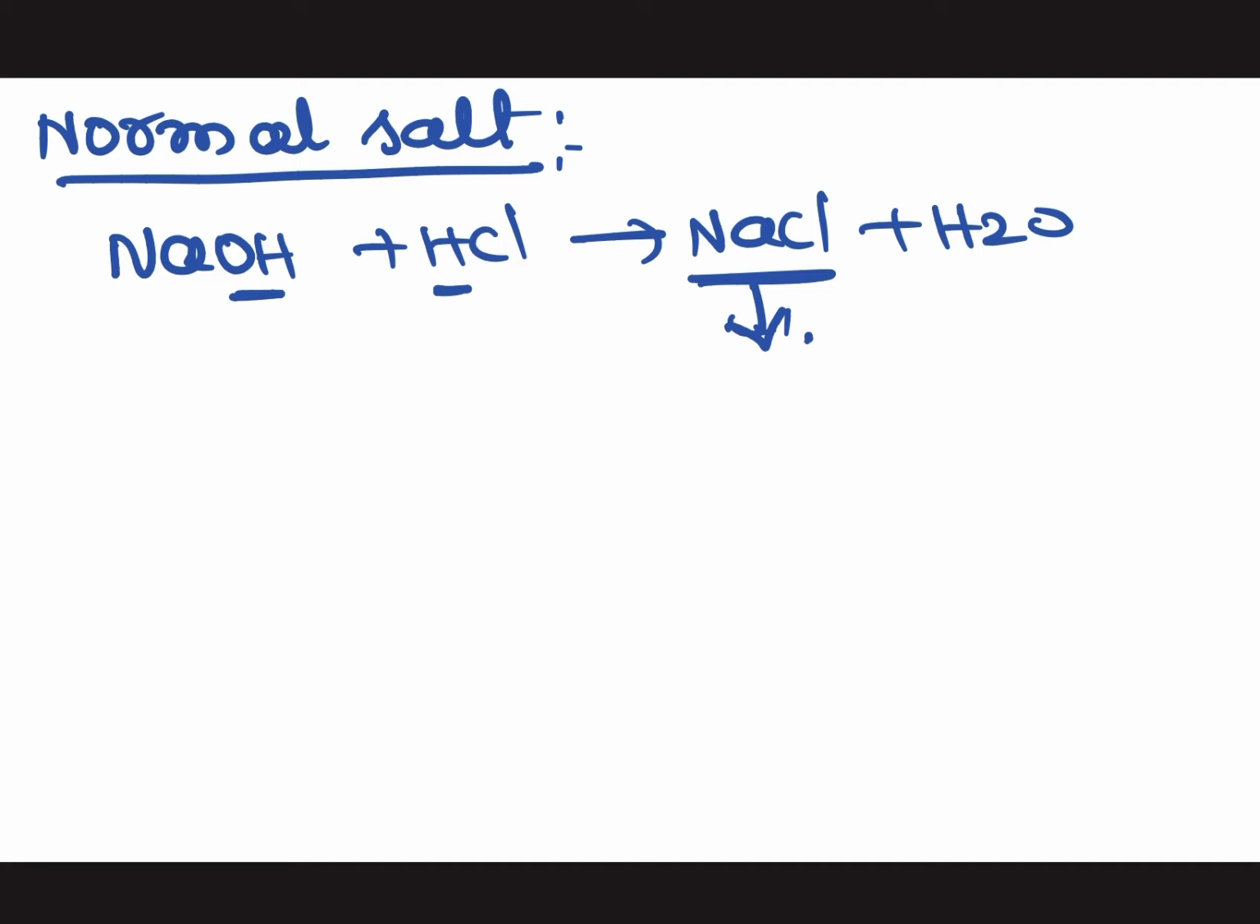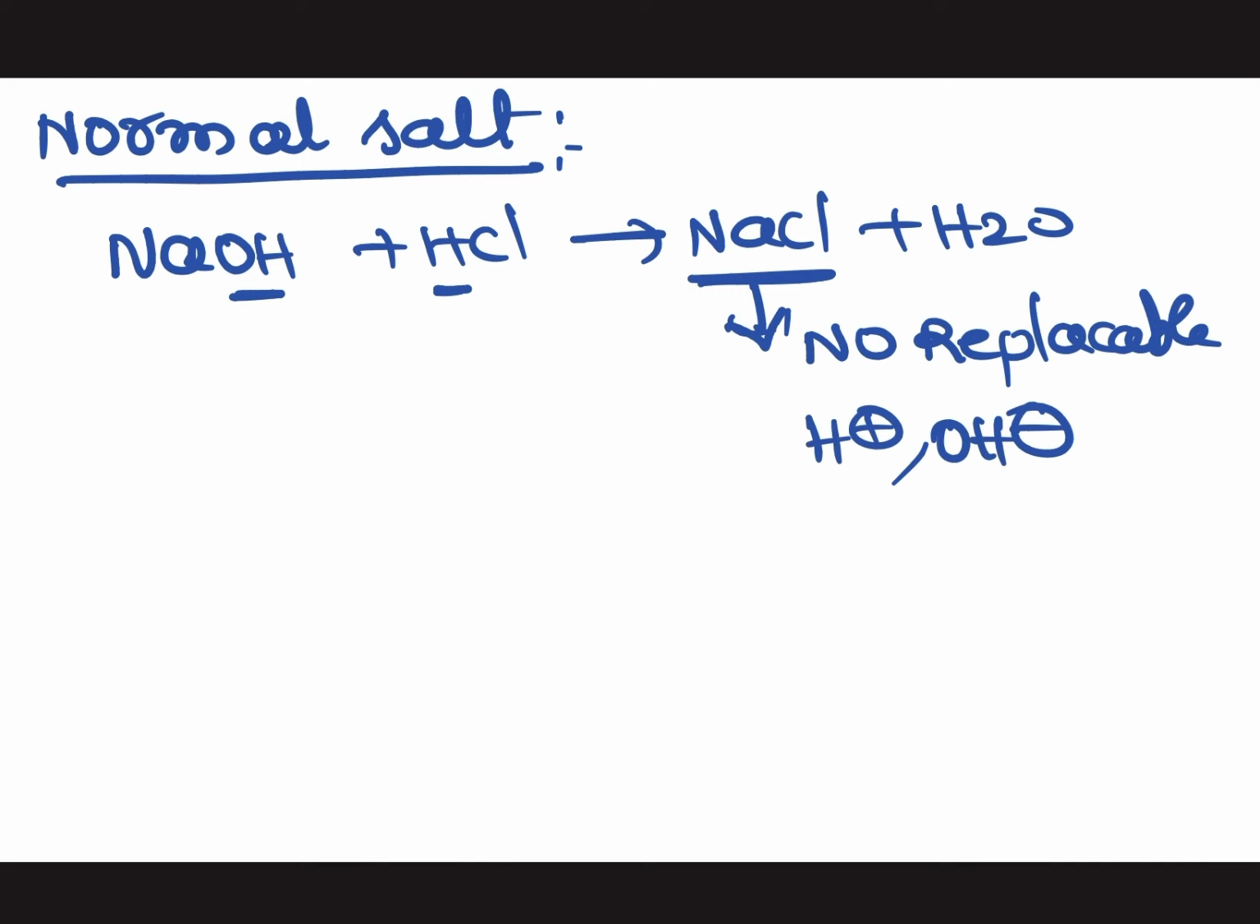So in this salt, there is no replaceable H plus and OH minus ion. That means when any salt is formed, in that we should not see the H plus and OH minus ion. That type of salt is called a normal salt.